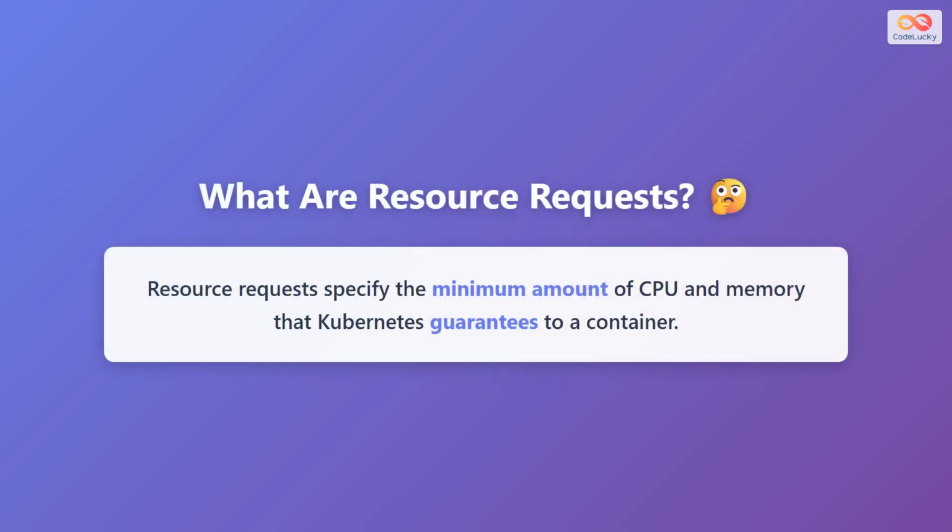Resource requests specify the minimum amount of CPU and memory that Kubernetes guarantees to a container. Think of it as making a reservation. When you define resource requests, you're telling Kubernetes, this is the baseline amount of computing power and memory my container needs to function properly. The scheduler uses this information to make intelligent decisions about where to place your pods.